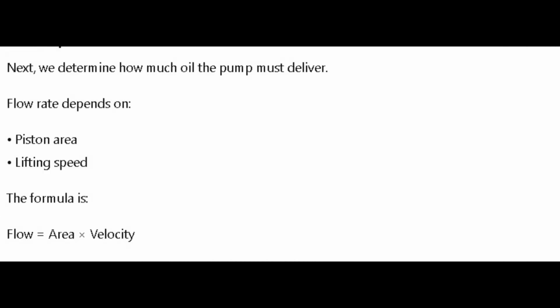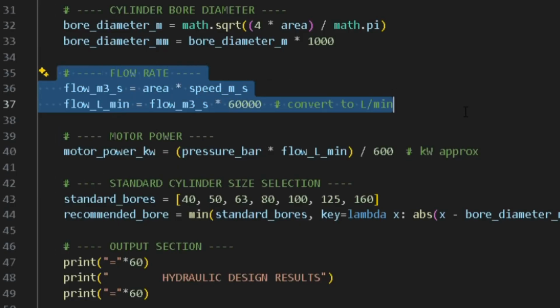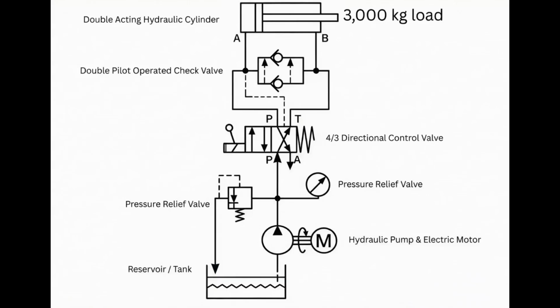Pump flow rate calculation. Next, we determine how much oil the pump must deliver. Flow rate depends on the piston area and the lifting speed. The formula is flow equals area times velocity. The program multiplies the piston area by the lifting speed to obtain flow in cubic meters per second, then converts it into liters per minute. This gives us the required pump capacity. To ensure stable operation, we add a small margin and recommend a slightly larger pump size.